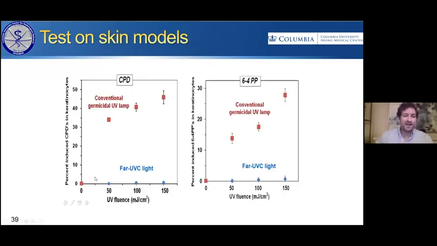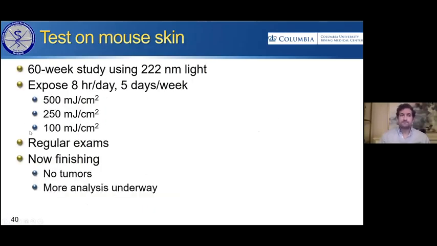Knowing that, we went to even higher doses. So this is two graphs, once again showing CPDs. A higher number of CPDs on the graph means more damage. And the other DNA lesion that we looked at was 6,4 pp's. So we looked at two different types of lamps again. We looked at a far-UVC lamp, which is the blue dots, and we looked at a conventional 254 nanometer germicidal lamp. So with increasing doses, even up to 150 millijoules, so this is 6 times the current limit, we didn't really see any CPD production or 6,4 pp's. Whereas those same doses of 254 nanometer light showed significant damage.